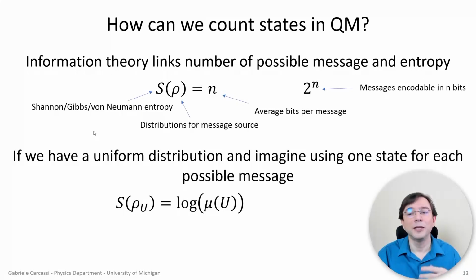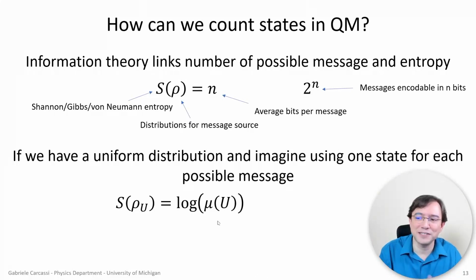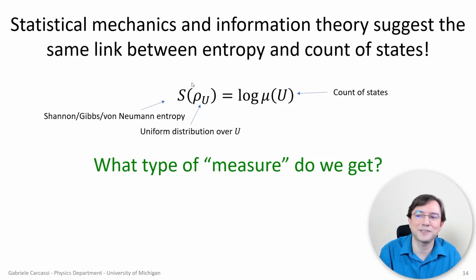Now, you can imagine that if you have a uniform distribution and you use one state for each possible message, then this number corresponds to the number of states. And so it makes sense that for a uniform distribution, the entropy is going to be the logarithm of the number of possible messages, which is actually the number of possible states. And again, this sort of justifies the extension of this relationship to quantum states. If we wanted to define a count of states in quantum mechanics, and we wanted it to make sense, it basically needs to be something similar to this. Otherwise, it just doesn't make sense. Okay, so we can use this as a definition, right?